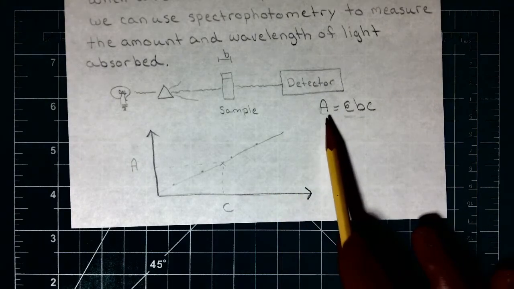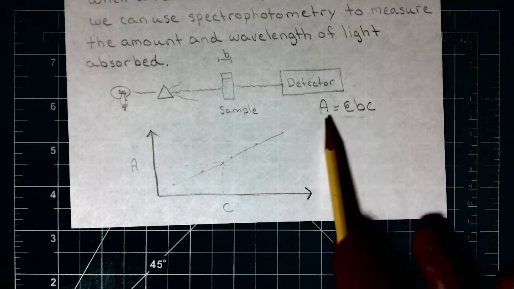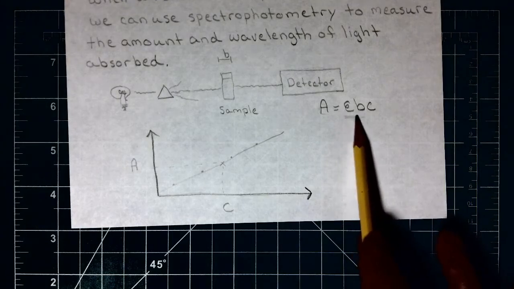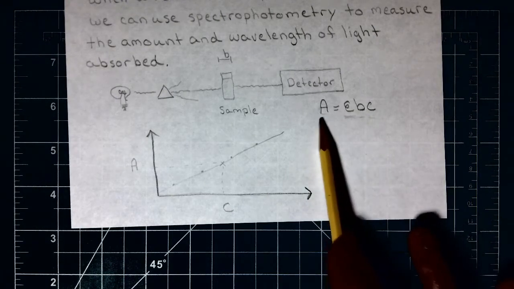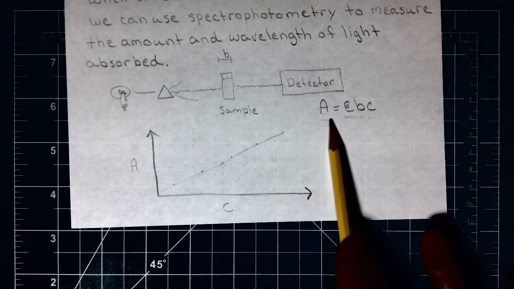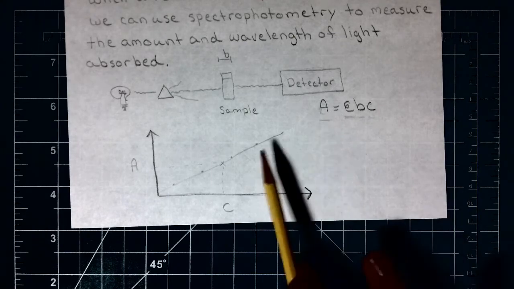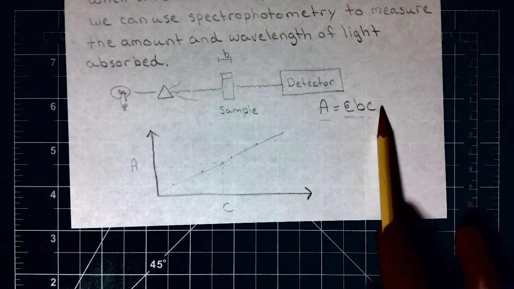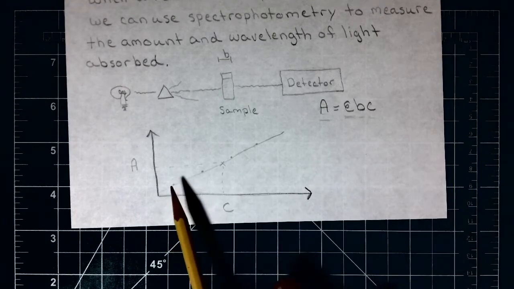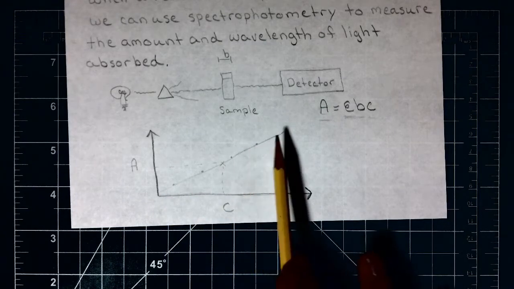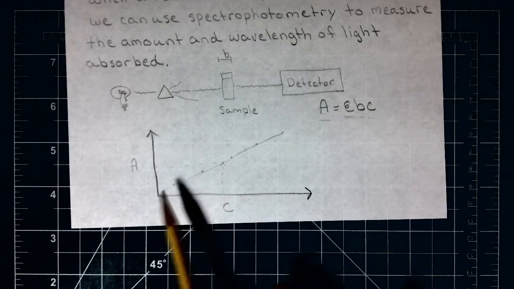And if we look at this, this has the basic form of a line where we have a constant epsilon b, a changing variable c, and a dependent variable A, and the intercept of this would be 0. And then we can figure out what this line is.